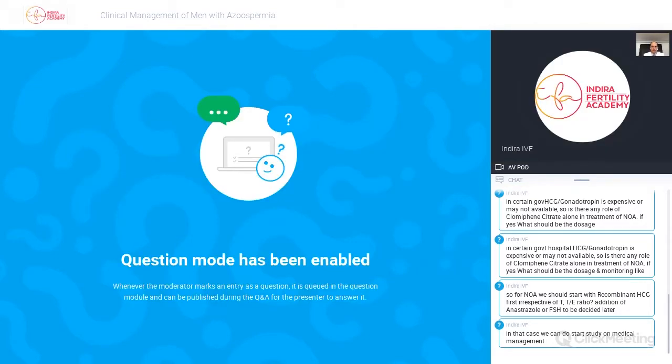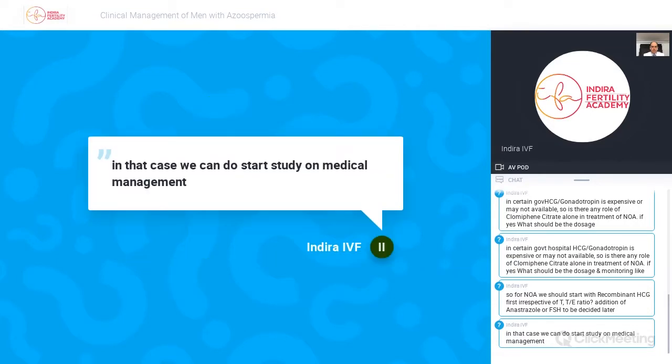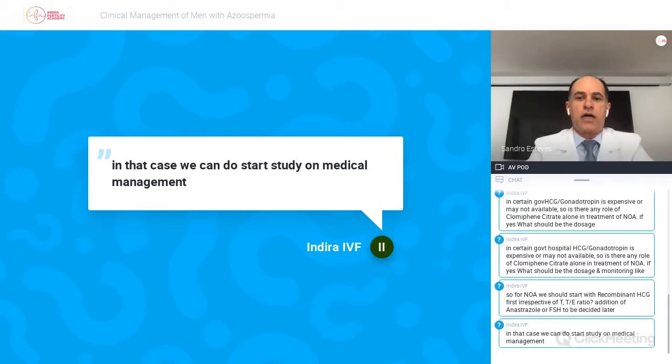Since there are not many randomized controlled trials, I feel like Indra can also join you in doing some studies, and we can start from our level also. We'll collect the data, and then we can bring out some good studies because we have a good number of such cases of NOA. I think it's an important point to discuss.